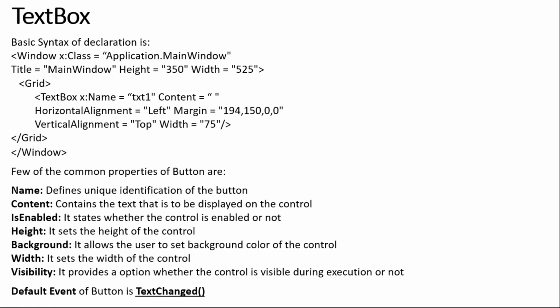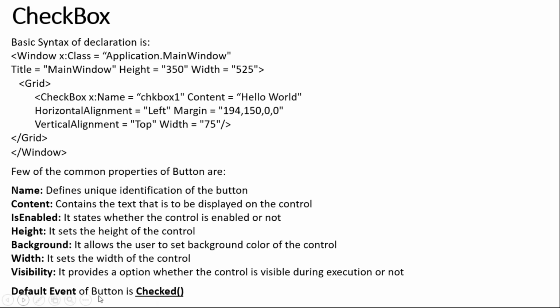Next, checkbox. Again, define a checkbox using CheckBox x:Name equals to checkbox1 or whatever name you want to give. Now, what will be the text beside that checkbox? That is Hello World. Then what are the properties? These are the same properties as the other controls. And now the default event of checkbox is Checked. In Windows Phone, we were having the default event as CheckedChanged. So there is a difference between the events of Windows Phone and WPF in checkbox.